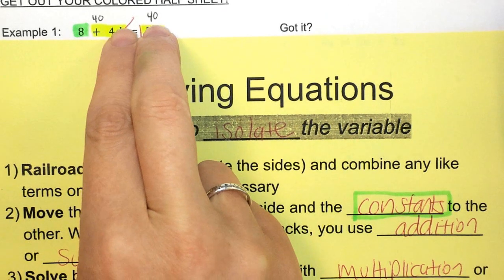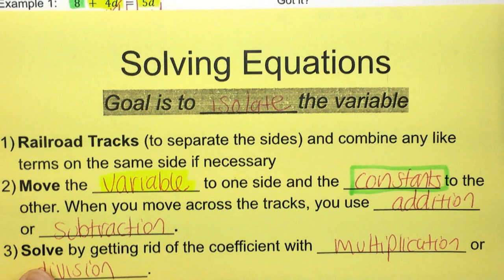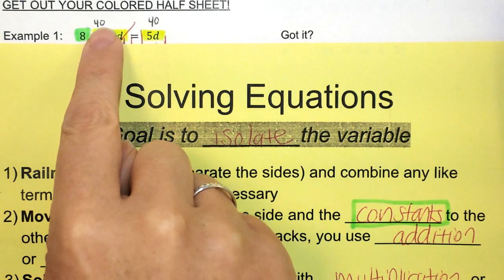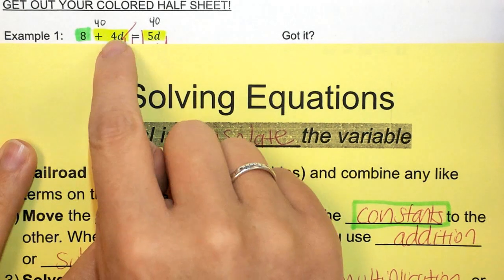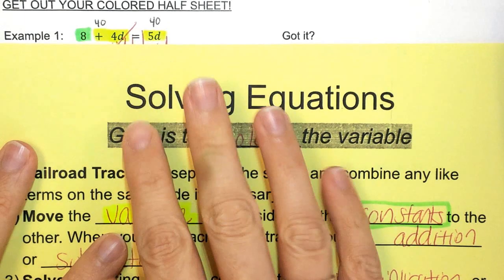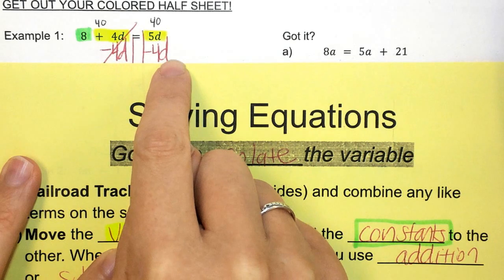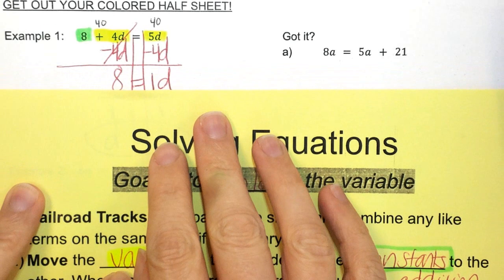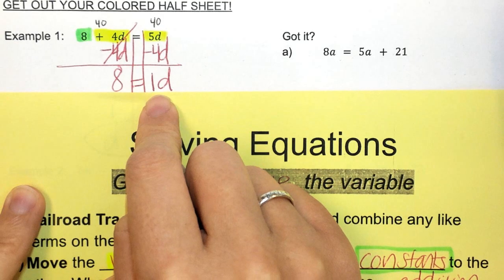Make sure when you are moving variables, most people tend to think, oh, there's a coefficient there, so I multiply and divide. No, moving, whether it's variables or constants, anytime you go across the tracks, that is going to be addition or subtraction. So I'm going to move the 4D, because if I move the 5D over, there would be nothing left on this side. To move it, I do the opposite. Since it was a plus 4D, I subtract 4D. These cancel out, so on the left side I have 8. On the right side, 5D minus 4D is 1D.